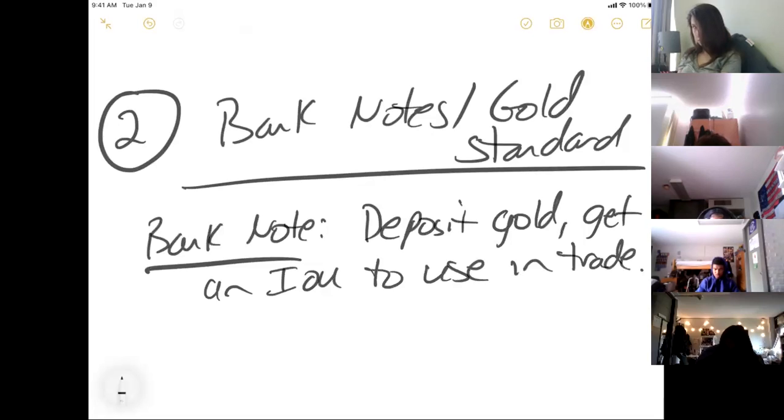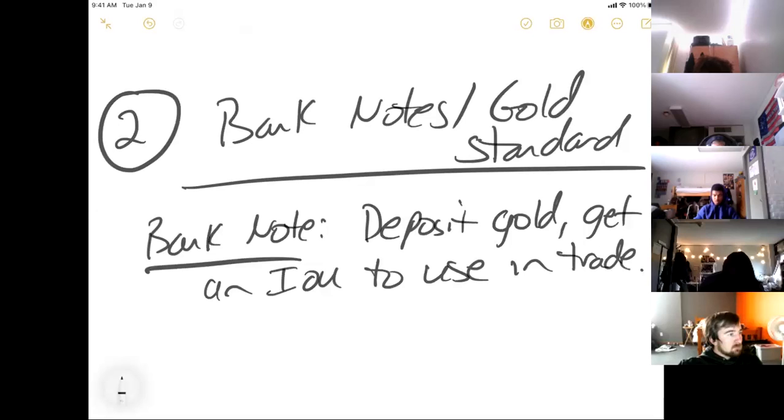Right. A banknote is really how the first banks operated, where if you had some gold, you could deposit the gold in the bank. And what would the bank give you? It would give you essentially an IOU, a banknote. And then you could trade these banknotes instead of actually trading the gold. All right.